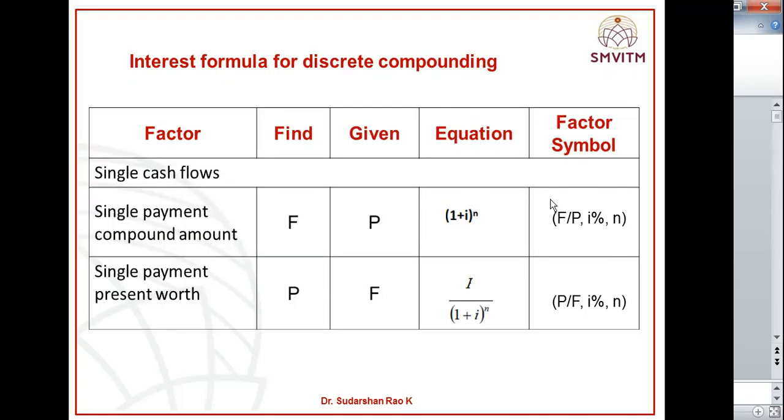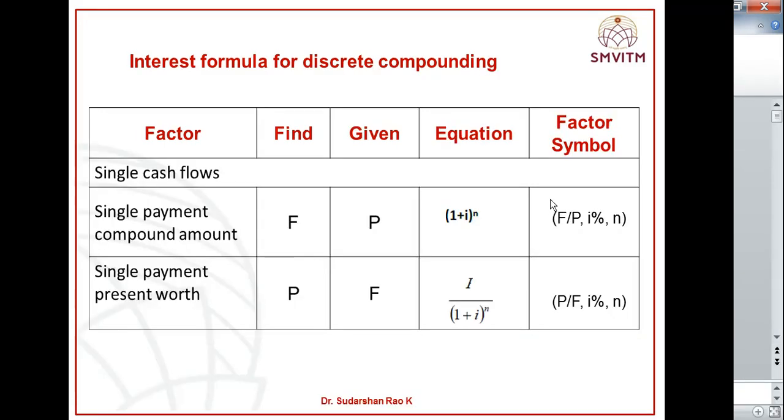Whereas in single payment present worth, the present worth is to be calculated using the given future value. The equation is P equal to F into 1 by (1 plus i) to the power n, and the factor symbol in the discrete interest factor table is P/F, i percent, n.